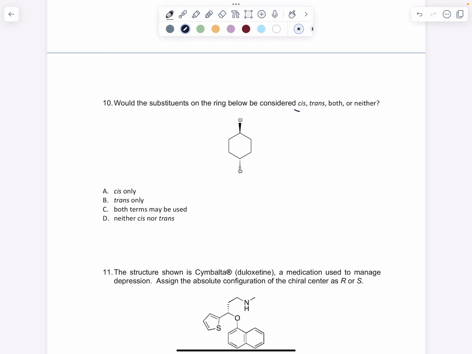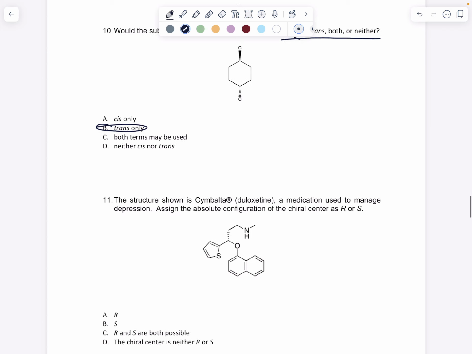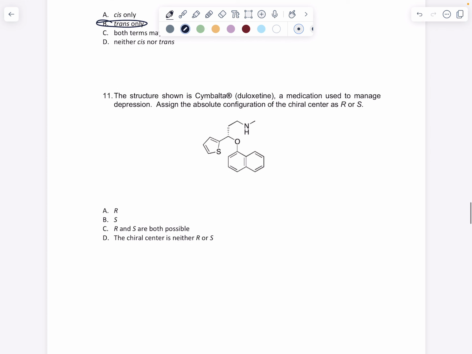Next question, would this ring be considered cis, trans, both, or neither? This is considered trans because one's a wedge, one's a dash.